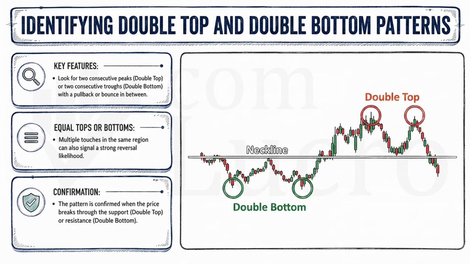To identify either pattern, first look for 2 recognizable peaks in a double top, or 2 recognizable troughs in a double bottom, separated by a clear pullback or bounce. Then identify the confirmation level. For a double top, it is the support between the peaks. For a double bottom, it is the resistance between the troughs. The pattern becomes valid only after price breaks through that level. Until then, what appears to be a reversal may simply become another continuation pattern.